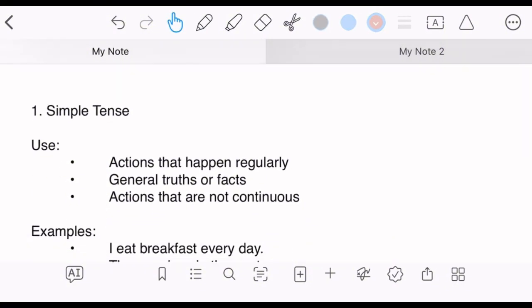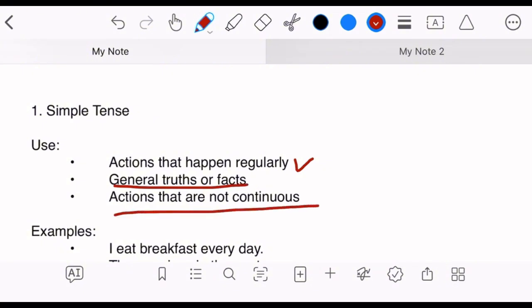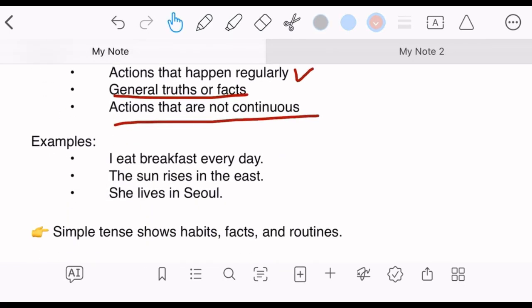First is simple tense. Simple tense is for actions that happen regularly, general truths or facts, and actions that are not continuous. All right, for example, I eat breakfast every day. Okay, this sentence shows a habit because the action happens regularly.